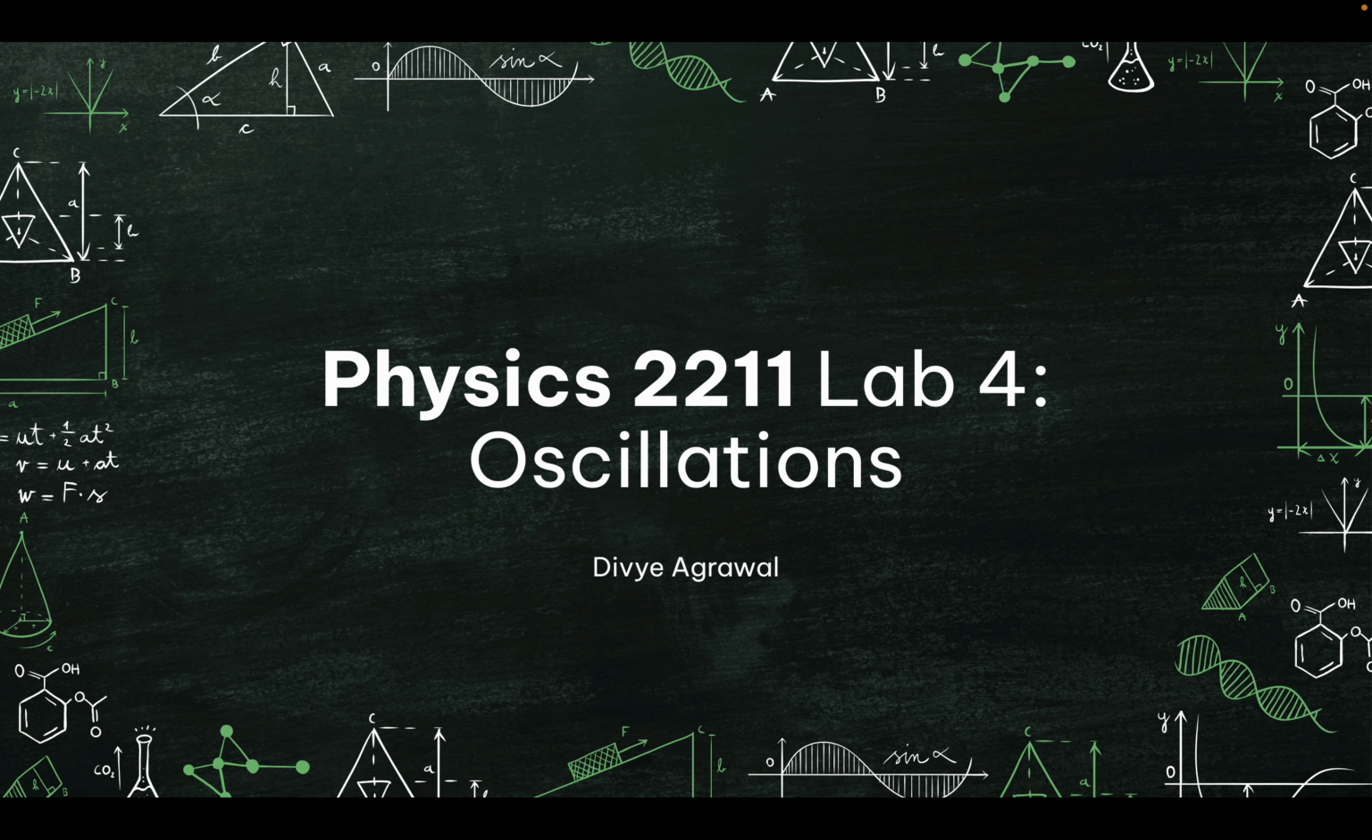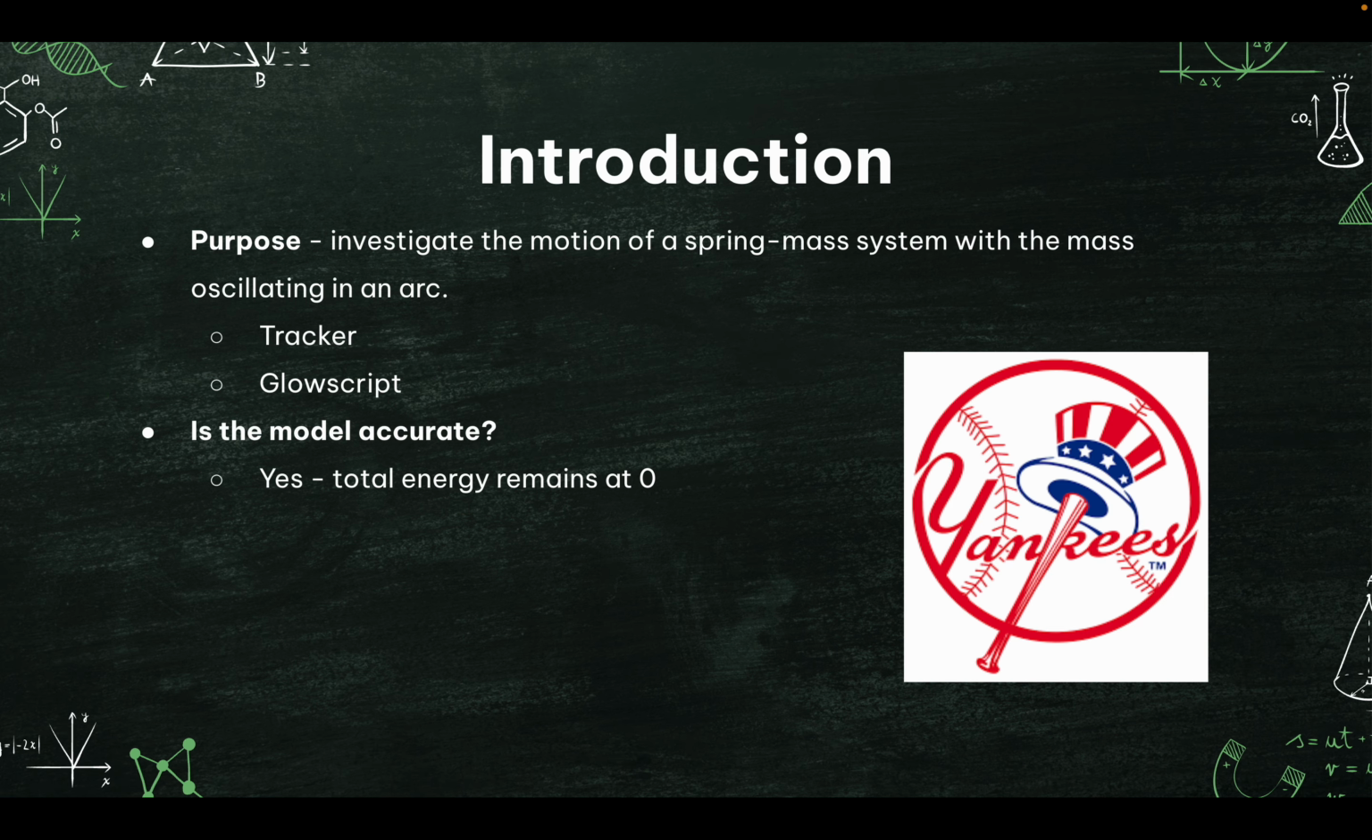This one's on oscillations. The introduction. The purpose of our lab was to investigate the motion of a spring mass system with the mass oscillating in an arc. I used Tracker to track the motion of a mass on a spring, provided in a video. I used GlowScript to create a computational model of my findings and test if it was accurate. We can find that this model is accurate as the total energy change of the system remains at 0.